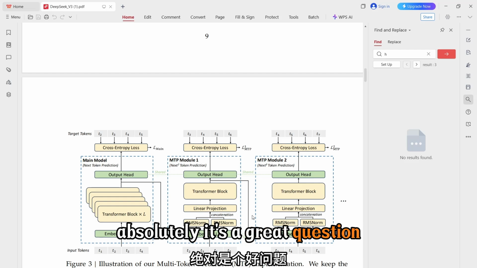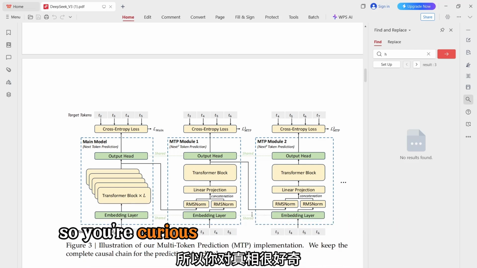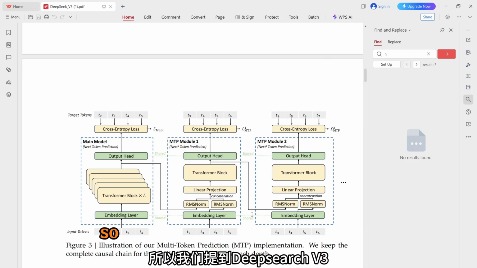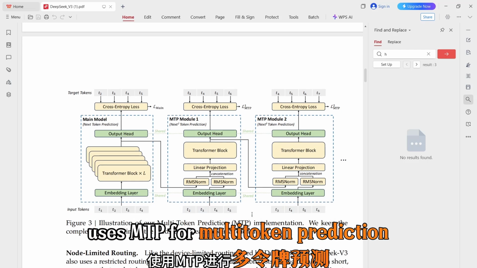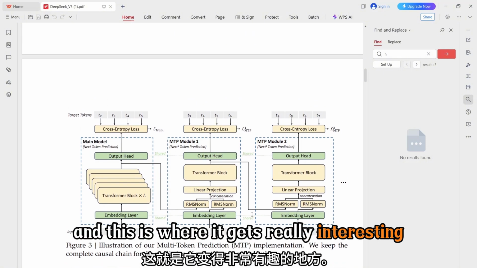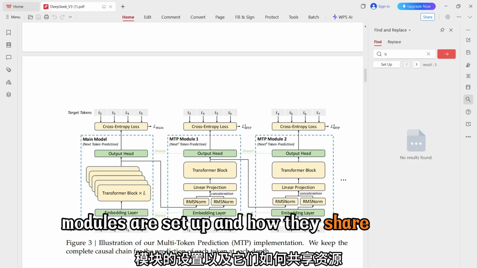Absolutely. It's a great question. Yeah, let's talk about how the MTP modules share resources. So you're curious about the nitty-gritty of the MTP implementation. Yeah, let's unpack this. So we mentioned that DeepSeek V3 uses MTP for multi-token prediction. Right, predicting multiple tokens instead of just one. And this is where it gets really interesting. Yeah, you're interested in how the MTP modules are set up and how they share their resources.